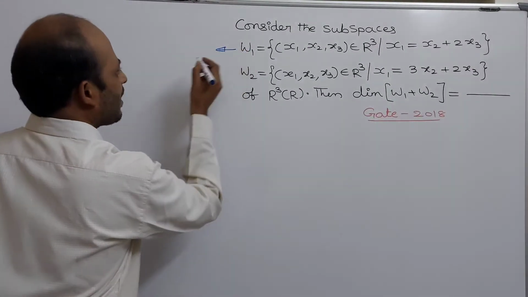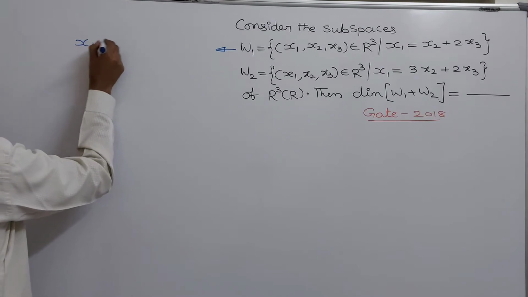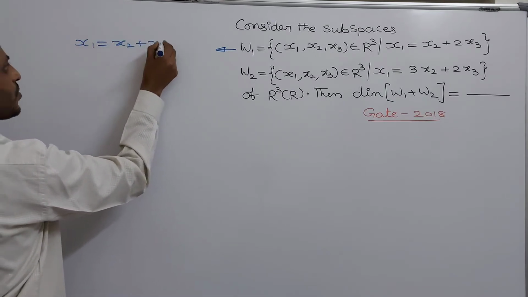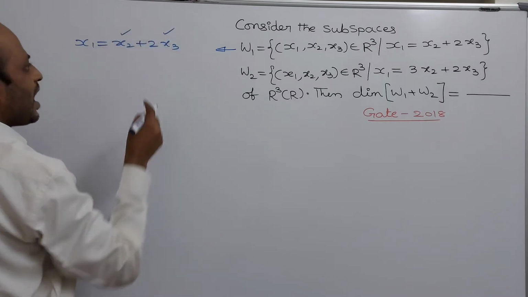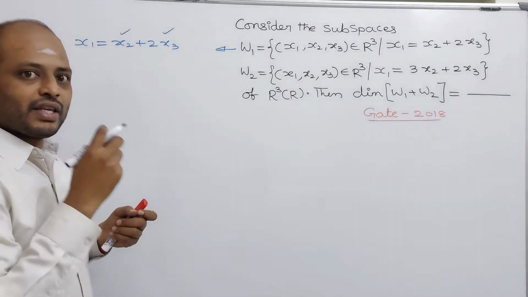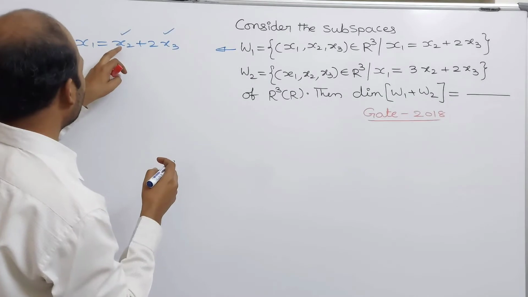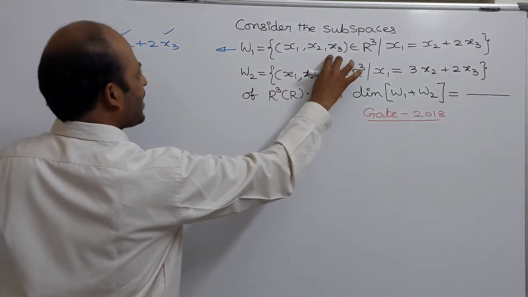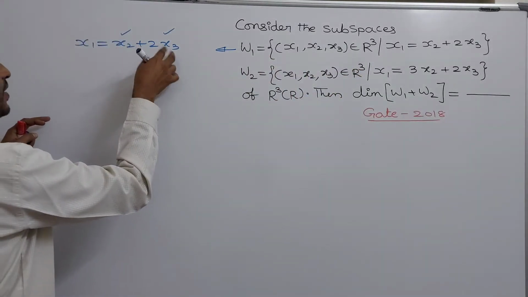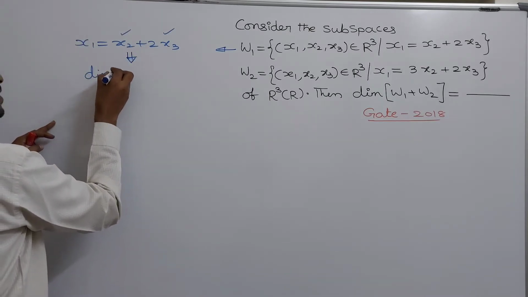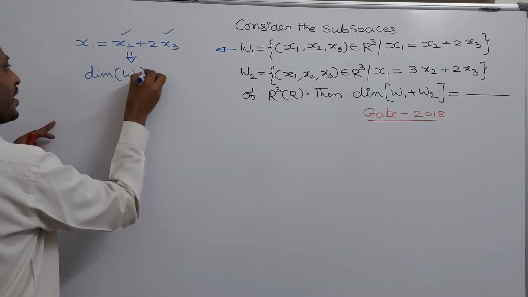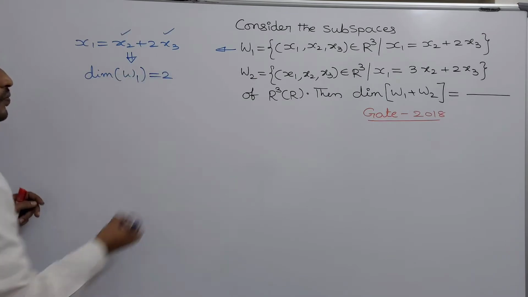From this you observe that x1 = x2 + 2x3. So x2 and x3 are independent variables. Among the three variables, two are independent variables. This gives us dimension of W1 is equal to 2.